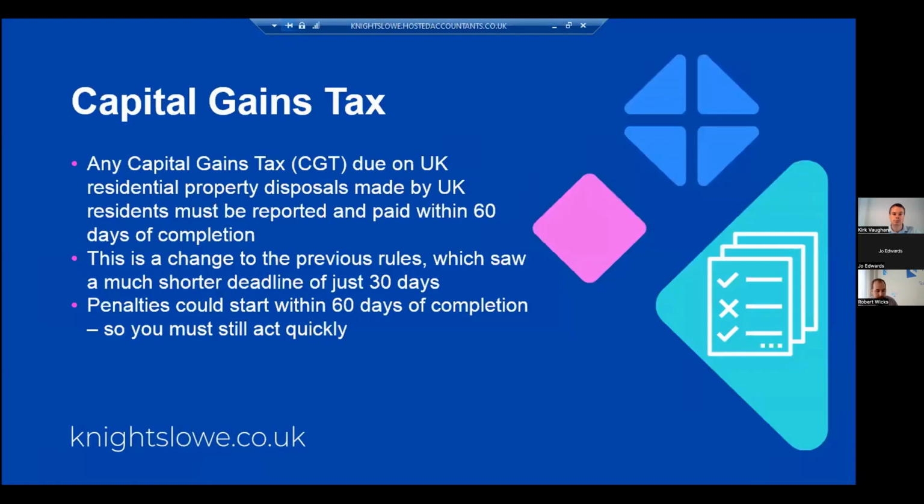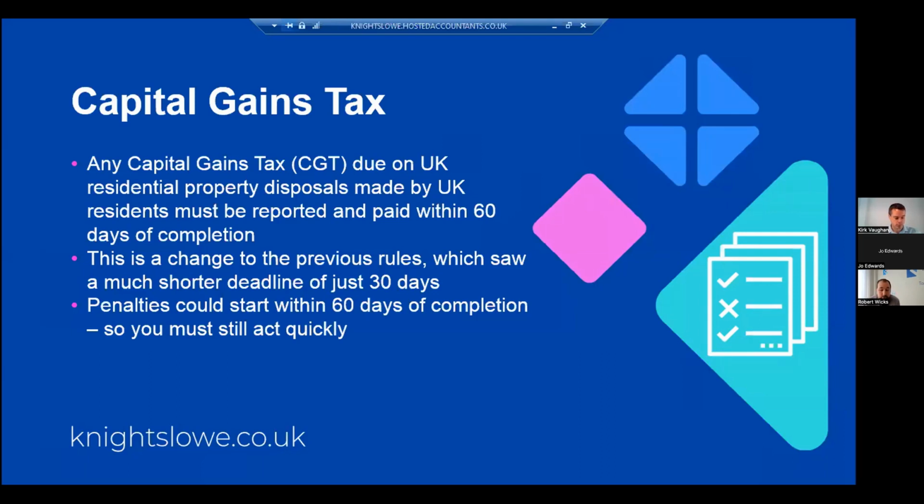So capital gains. This is all to do with the 60-day CGT return, which is for UK residential property disposal. Anybody who has a UK residential property that isn't covered by your principal private residence relief, it's not where you live, it's an investment property, has to report that gain within 60 days. UK residents, if they haven't made a gain, don't have to report it. So there's a little bit of relief there, but you do have to work out whether you've made a gain in order to know whether or not you need to make that return.